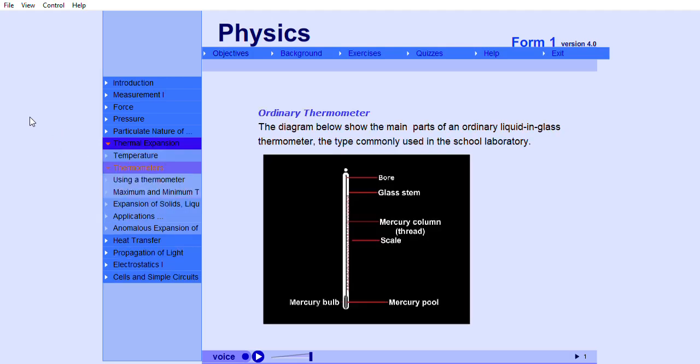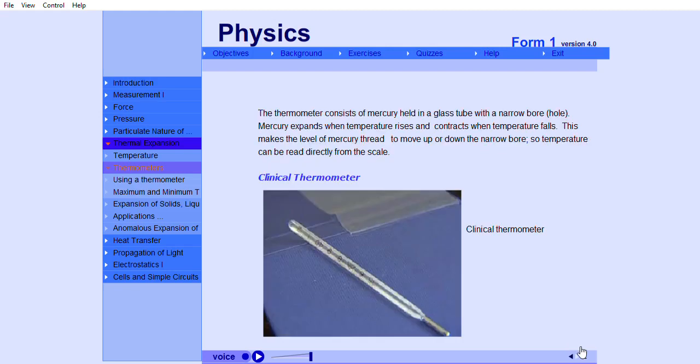Ordinary thermometer. The diagram below shows the main parts of an ordinary liquid in glass thermometer, the type commonly used in the school laboratory. An ordinary thermometer consists of mercury held in a glass tube with a narrow bore or hole. Mercury expands when temperature rises and contracts when temperature falls. This makes the level of the mercury thread move up or down the narrow bore, so temperature can be read directly from the scale.